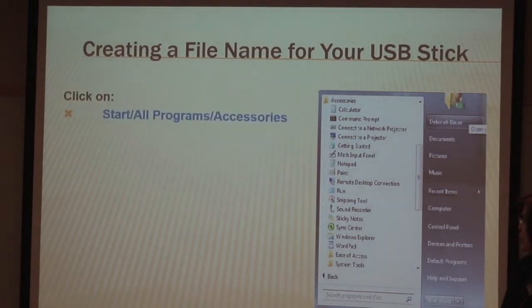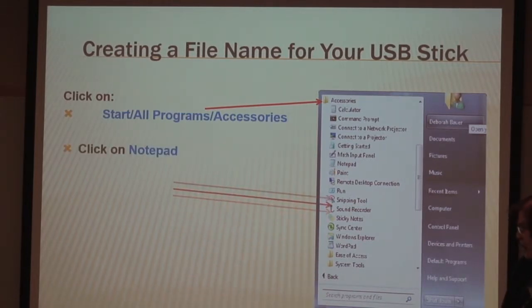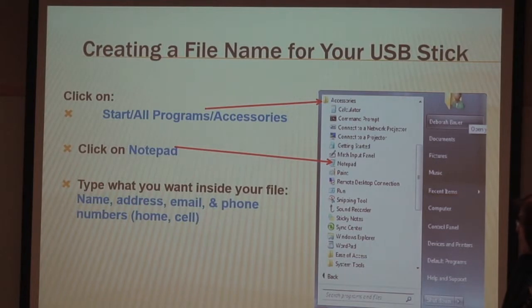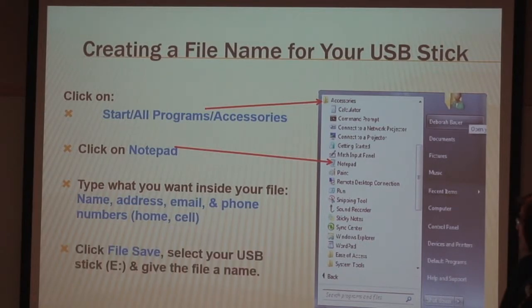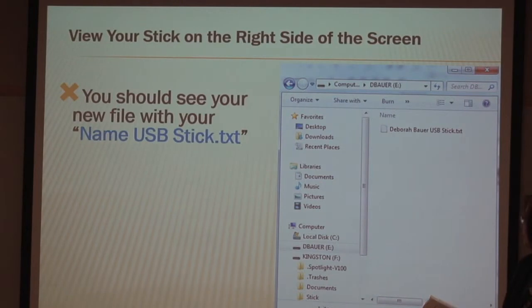In my case, I'm going to name my file Deborah Bauer USB stick. So what you're going to do is click on Start, Programs, and go to Accessories. Then you're going to click on Notepad. The next thing you're going to do is type your name, address, and any other pertinent information like phone numbers into that file. And then you're going to click to save that file on your E drive. In this case, I called my file Deborah Bauer USB stick.